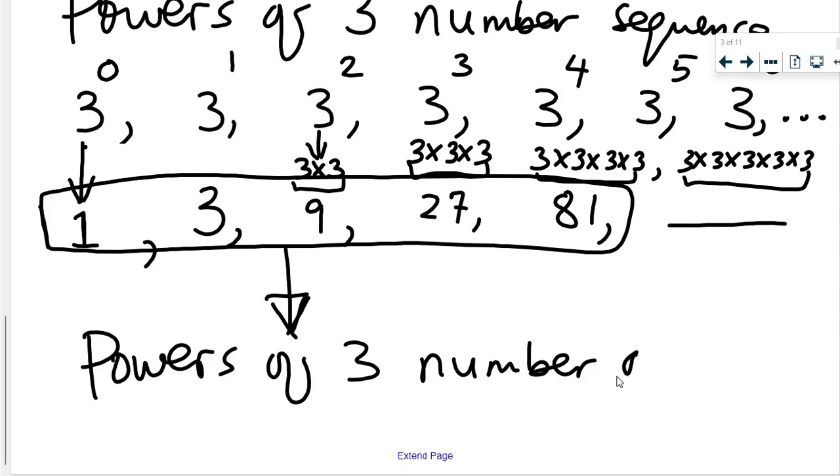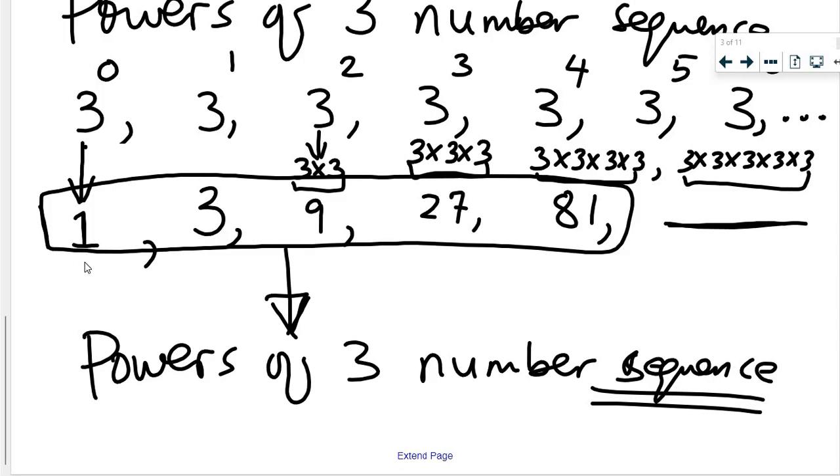Powers of 3 number sequence. And you have to know how to get these: 1, 3, 9, 27, 81, and so on. Because they can ask you, write the first 5 numbers of the powers of 3 number sequence. So you have to know. The first 5 are 1, 3, 9, 27, 81.